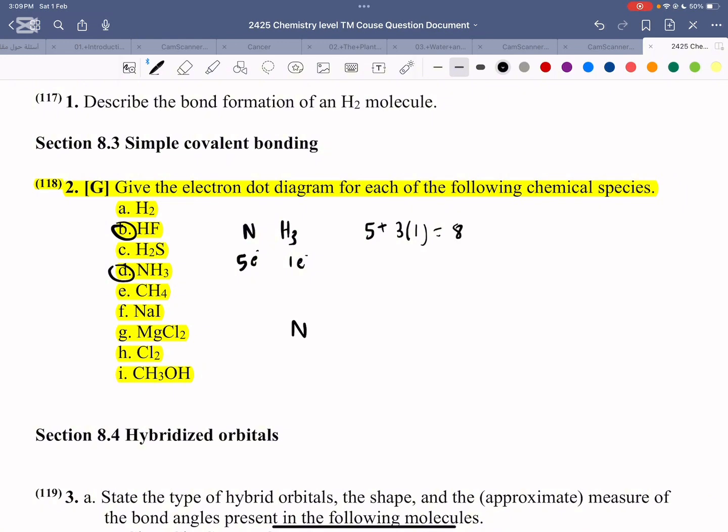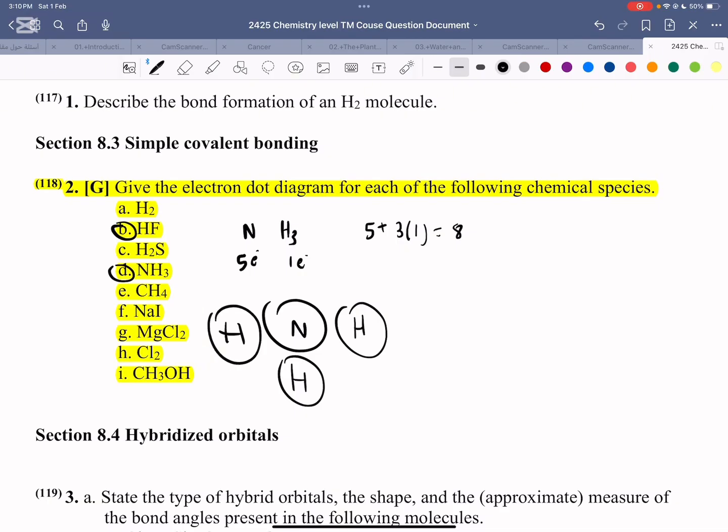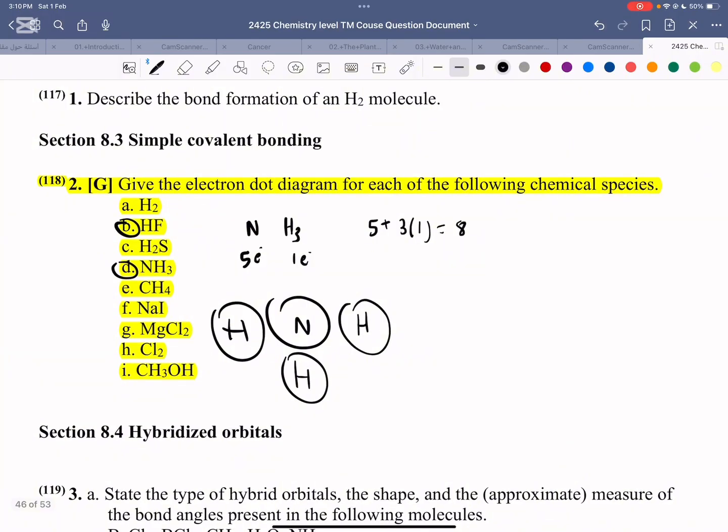So let's draw it again. N, and then a circle. Then I have H, H, and H. Now for nitrogen, I need 5, so I'm going to put it as an X: 1, 2, 3, 4, 5. Hydrogen, 1 for each: 1, 1, 1. And again, we can see them sharing a pair of electrons. You see how here they're sharing a pair of electrons, so it's going to be a covalent bond.